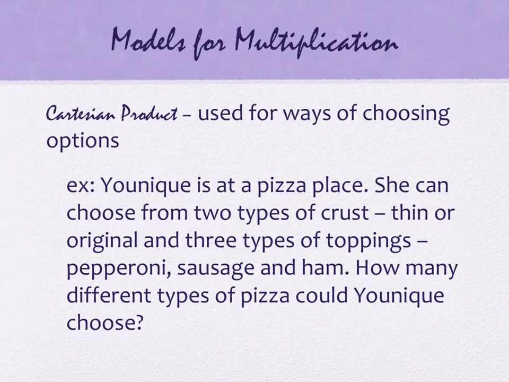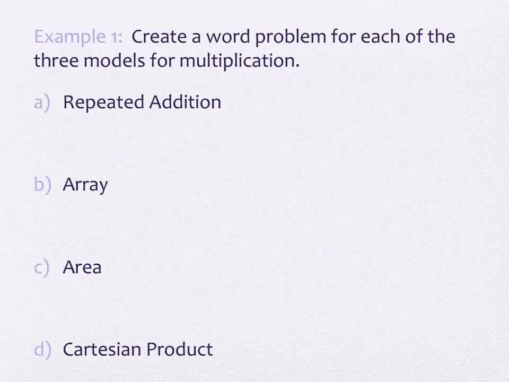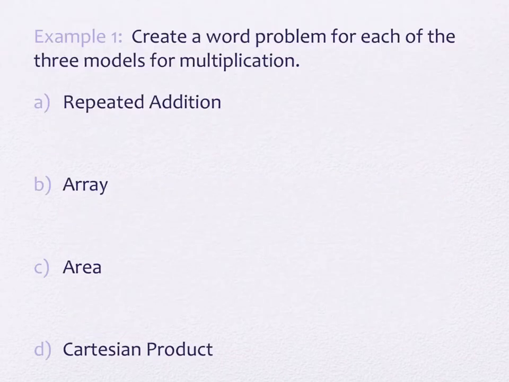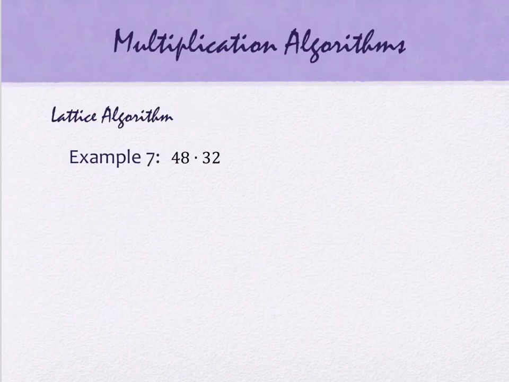So for example, Unique is at a pizza place and she can choose from 2 types of crust, thin or original, and 3 types of toppings, pepperoni, sausage, and ham. How many different types of pizza could Unique choose? So if we're thinking about this, and I don't know that I have enough space for this, I apologize. We'll use another one at the end.